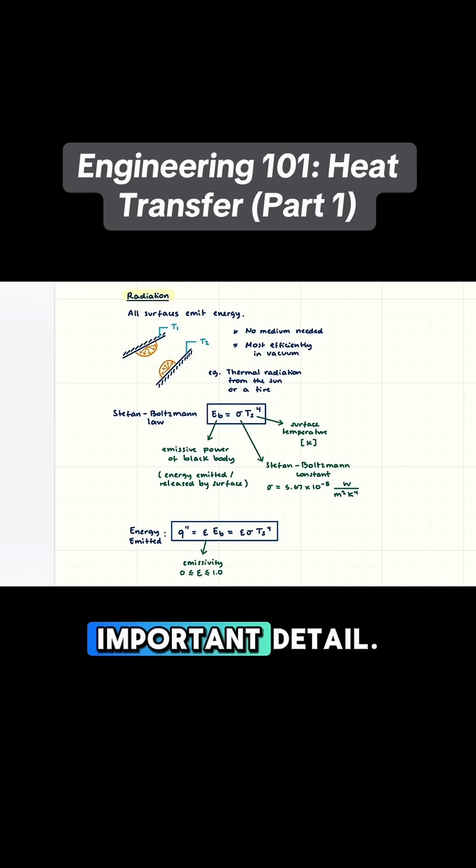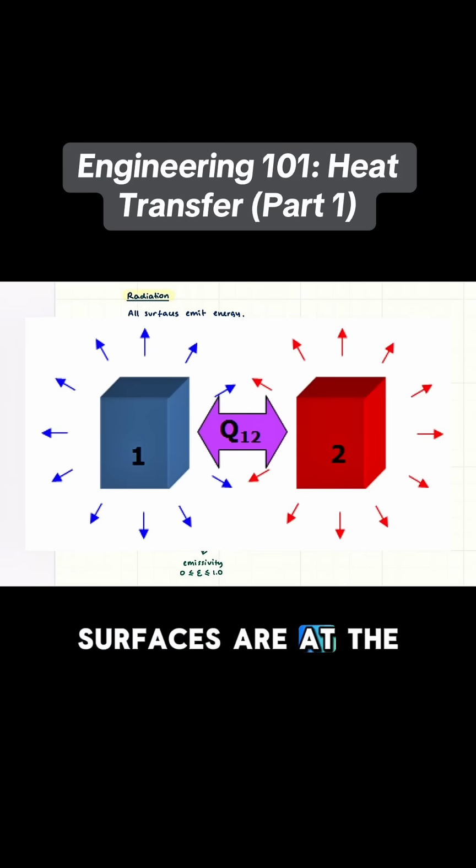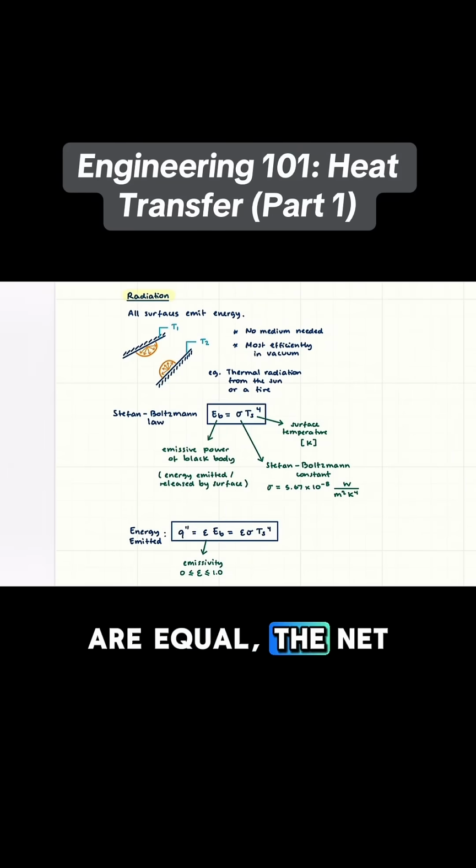Here is the important detail. Even if two surfaces are at the same temperature, they both radiate energy at each other. But since the rates are equal, the net heat transfer is 0.